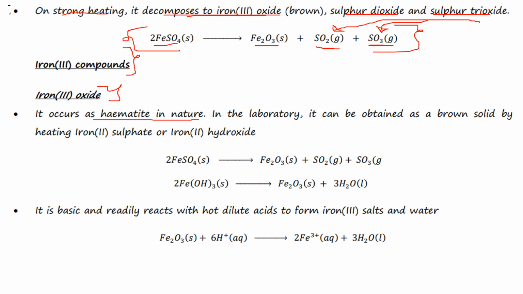So we're going to say that iron(III) oxide occurs as hematite in nature in the presence of the ore, and in the laboratory it can be prepared as a brown solid by heating both iron(II) sulfate and iron(II) hydroxide. Remember that you have already looked at the heating of this. Whenever you're heating iron(II) sulfate, you always get iron(III) oxide, and you form two oxides of sulfur: one is sulfur dioxide and the other is sulfur trioxide.